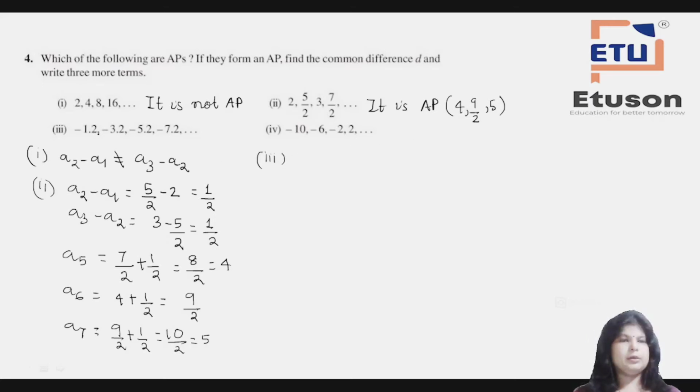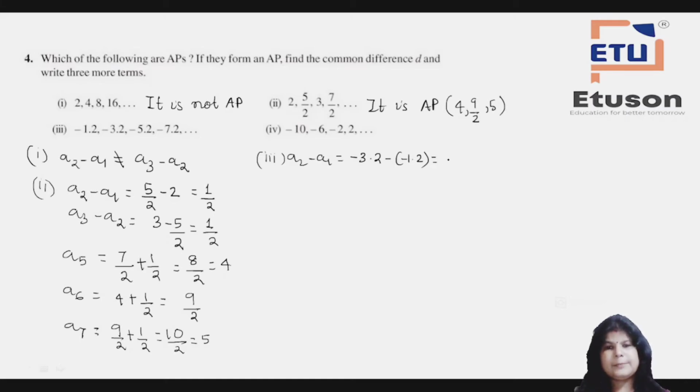So now you see, you have minus 1.2. So just find out A2 minus A1. A2 minus A1 is minus 3.2 minus of minus 1.2. So that is equal to how much? It is minus 2. Correct? What is A3 minus A2? Again check, minus 5.2 minus of minus 3.2, which is nothing but equal to how much? Again it is minus 2. Correct? So what will be the subsequent numbers?